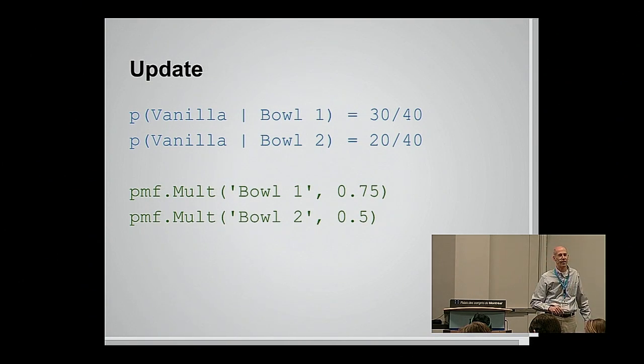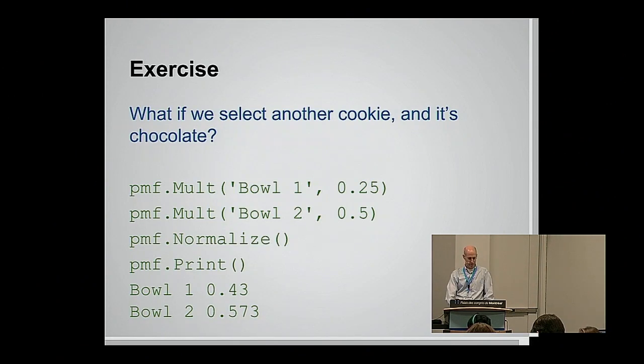Yes? Good question. So the question is, is the likelihood of a chocolate cookie from bowl 1 0.25? Yes. And the likelihood of a chocolate cookie from bowl 2 is also 50-50. So I think we want to do something like this.